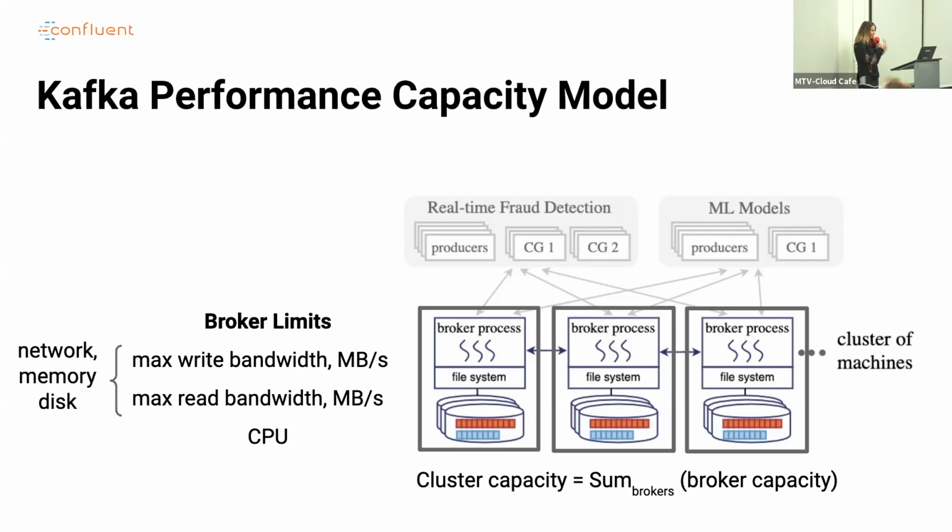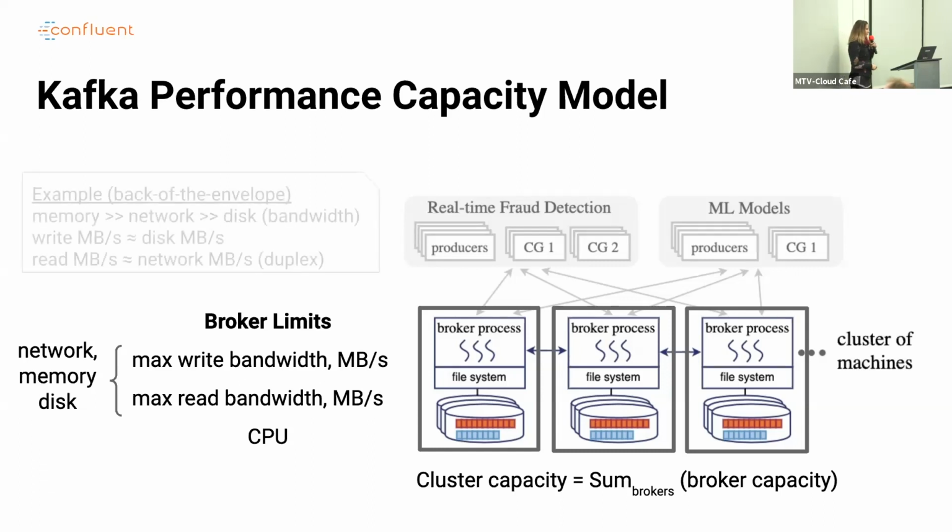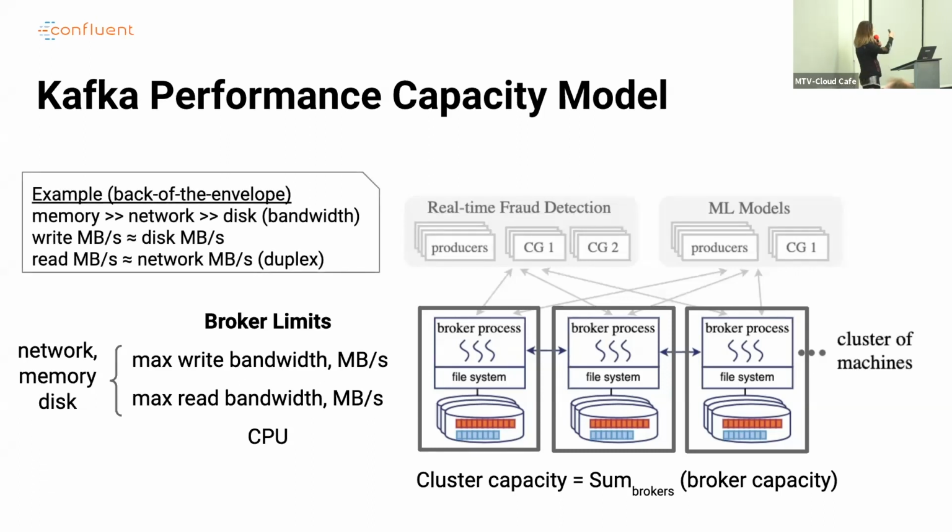So what's the maximum? If you deploy your normal single tenant case, you still think about capacity. You approximate: okay, my broker can do at most a certain write bandwidth, at most a certain read bandwidth, and I have some CPU. And that maximum capacity is defined by your network, memory, and disk. So I'll give a simple example of how you can do a back of the envelope calculation.